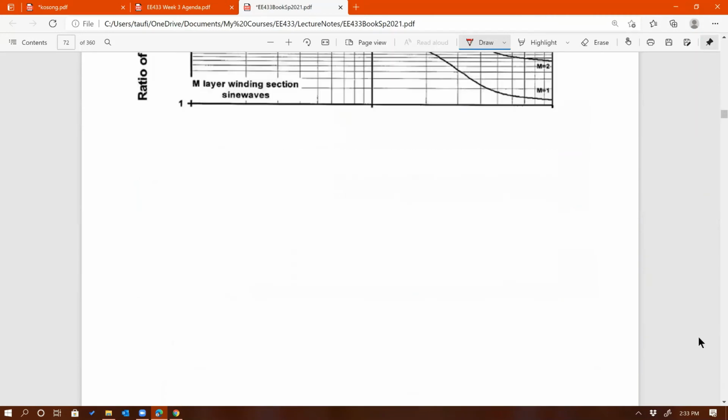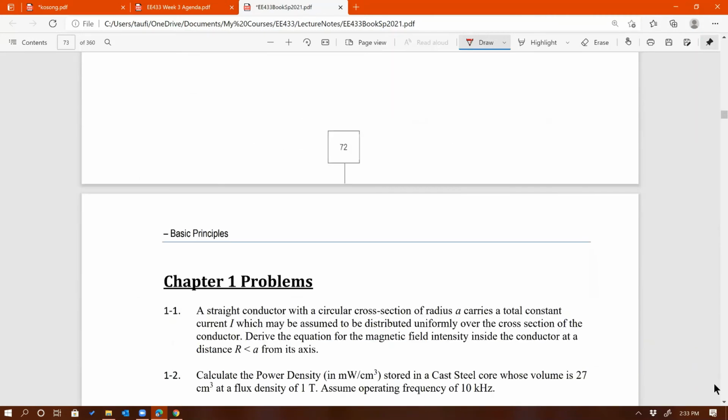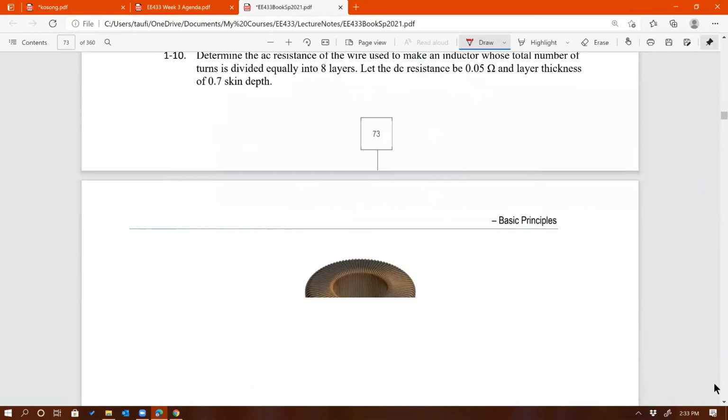All right, I'm just going to skip that one. That's just a way of relating proximity and skin effect. So we're done with this chapter, finally.